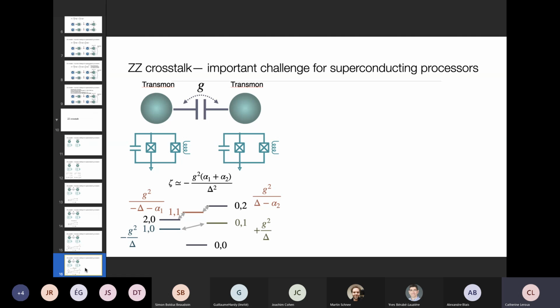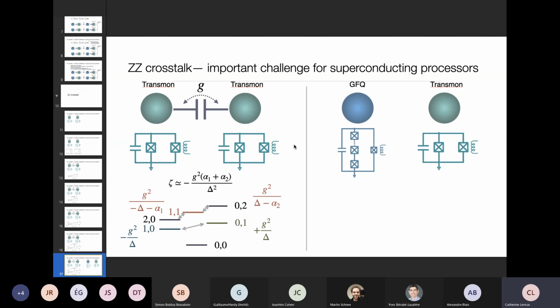So you see that if the anharmonicities are strong, this actually is a strong quantity. Now, the point is, we can consider other types of qubits. So let's, for instance, consider the case where the transmon is now going to interact with another type, the generalized flux qubit. So it's a slightly more complicated circuit.